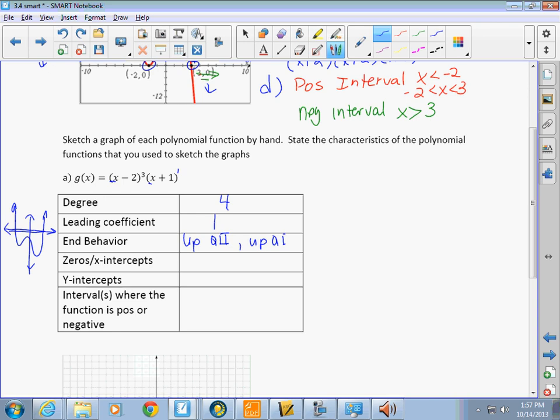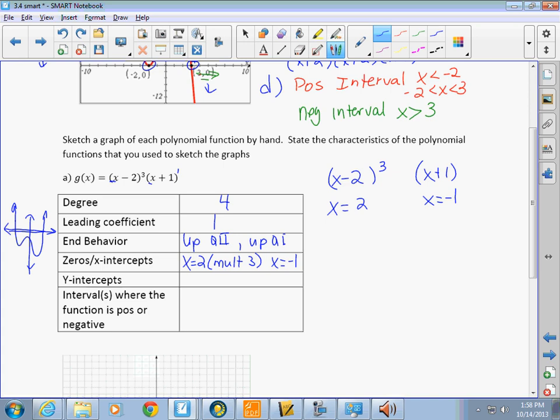So if I take a look at how my factors were x minus 2 cubed and x plus 1. So that means this is x is equal to 2 and x is equal to negative 1. So my zeros are going to be x equals 2 with a multiplicity of 3, and x is equal to negative 1. And you could write multiplicity of 1, but you don't need to.